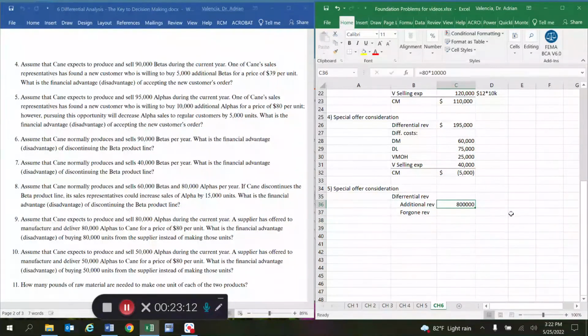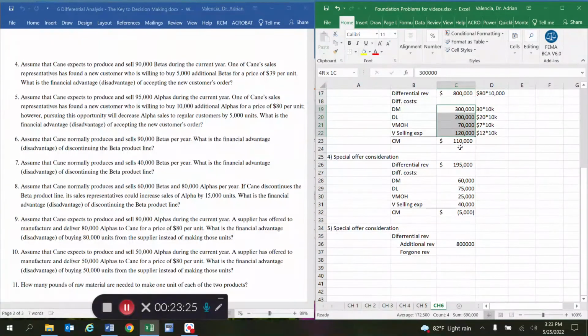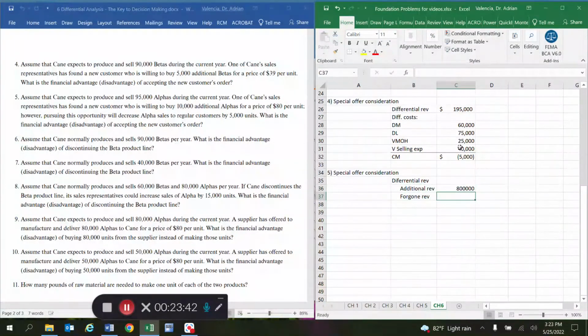But then keep in mind that if I accept that, I'm going to have to cannibalize 5,000 from my regular customers. So this will be a negative, okay? I should have been more organized with this. I should have put these as negatives just to make sure that we understand that these are differential costs. In any case, I did put it here as a differential cost, but if you're doing this yourself, maybe you want to do the differential costs as negatives, and then same thing here. So since this is a reduction of revenue, I'm going to put it as negative.